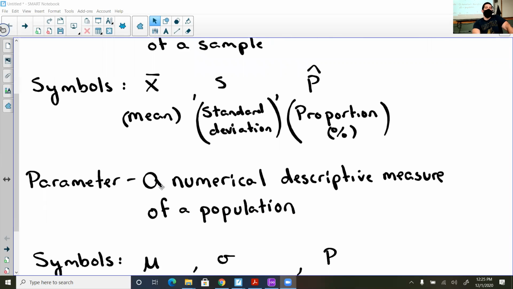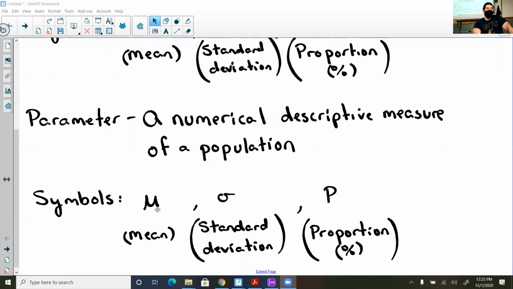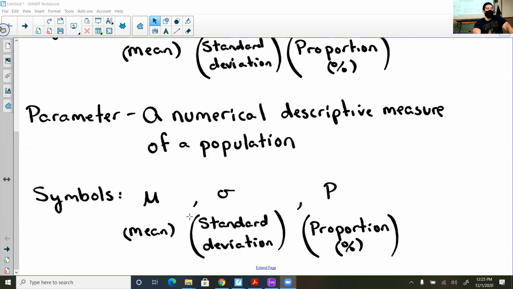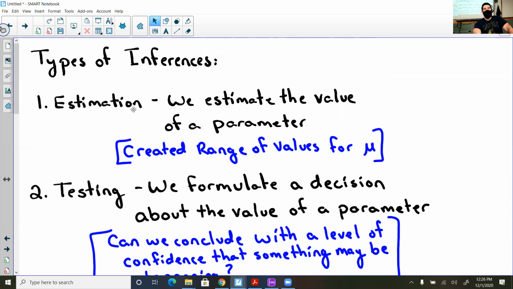The second word we'll go over is a parameter. A parameter does the same thing. It's a numerical descriptive measure, but it's for a population. So symbols for a parameter would be mu, which is the mean, sigma, which is the population standard deviation, and then p, which is the population proportion, which is also going to be given as a percentage. Now, if I'm ever moving too fast, obviously I can't read my audience, so what I would expect you to do is just simply pause the video and then restart it as needed.